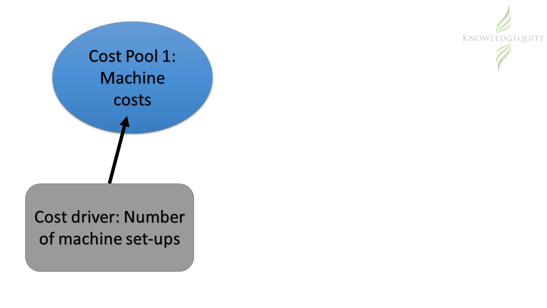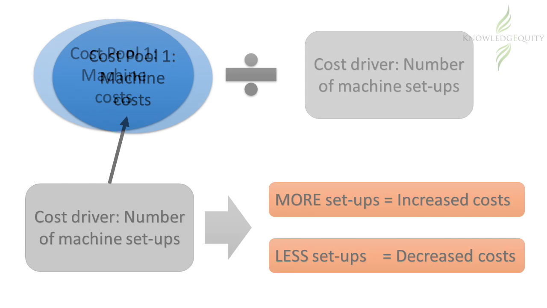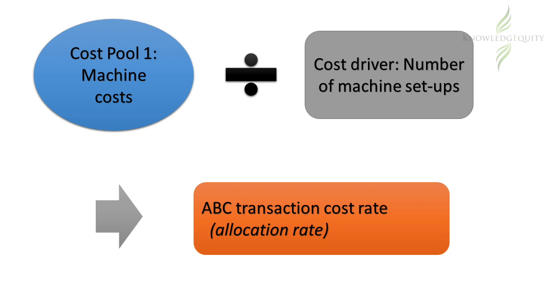That is, if we understand that the number of machine setups is a cost driver for machine setup costs, then we need to determine how many machine setups have occurred or will occur that have caused the dollar value of the costs in the cost pool to be incurred. Dividing the value of the cost pool by the number of cost driver transactions gives us a transaction cost rate that is then used to allocate the cost pools based on the actual cost driver transactions for each activity.